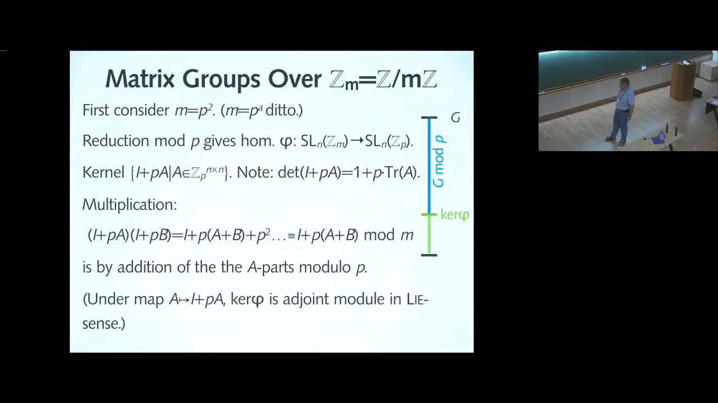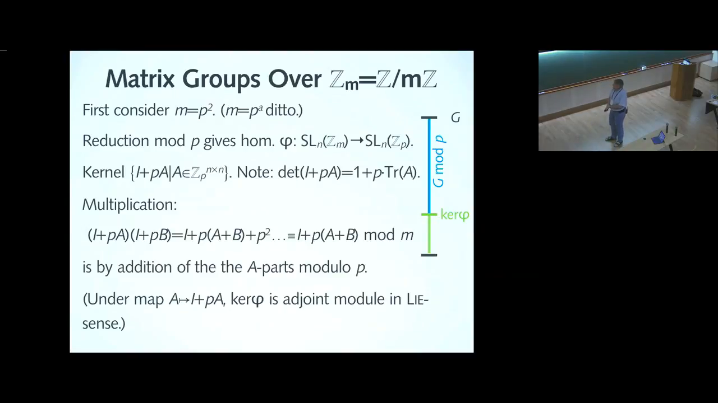And these matrices multiply. That's basic arithmetic, because if I have two P parts, I get a P square, which modulo P square falls away. They multiply by adding these P residues here. So the multiplication in this kernel really is an addition. If we want to use Lie language, it's the adjoint module.